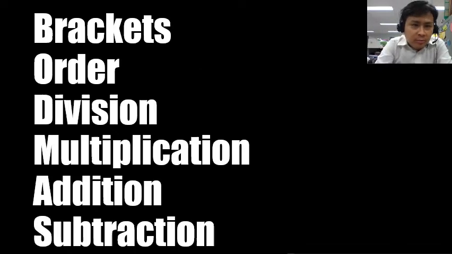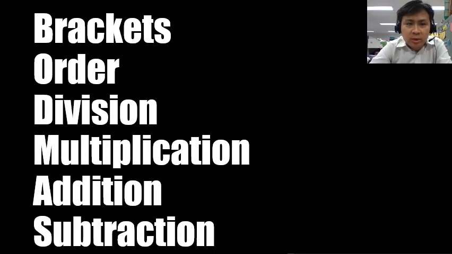Okay, so what does the BODMAS operators stand for? B stands for brackets, O stands for order. Order also means power. So it's like 2 square, 2 cube, 3 cube, 3 to the power negative 1. Okay, all these are powers. D stands for division, M stands for multiplication, A stands for addition, and S stands for subtraction.